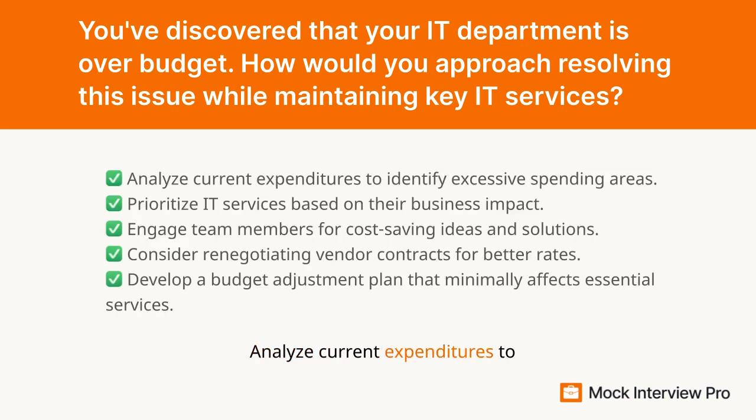Analyze current expenditures to identify excessive spending areas. Prioritize IT services based on their business impact. Engage team members for cost-saving ideas and solutions. Consider renegotiating vendor contracts for better rates. Develop a budget adjustment plan that minimally affects essential services.